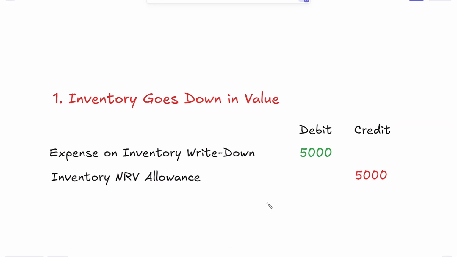In terms of accounting records, those are fairly simple. As soon as we identify that our inventory is down in value, so we're not expecting to realize the amount at which we have it booked on our balance sheet, we can recognize an expense on inventory write-down against an inventory NRV allowance. So we're still not writing down inventory itself. We are recognizing a provision essentially, but we are recognizing the expense in this period.